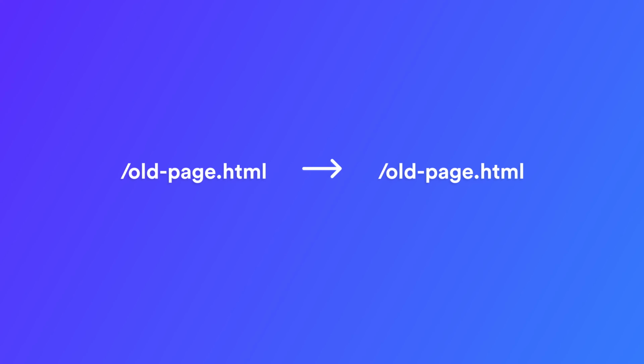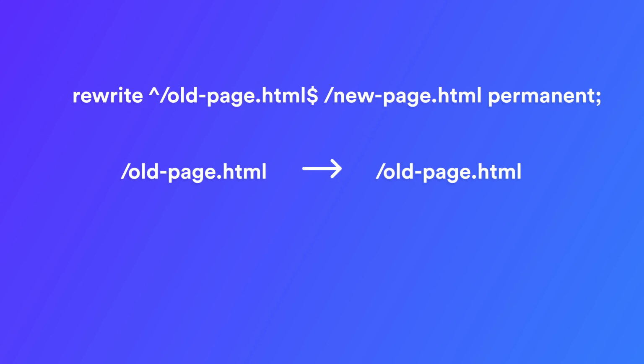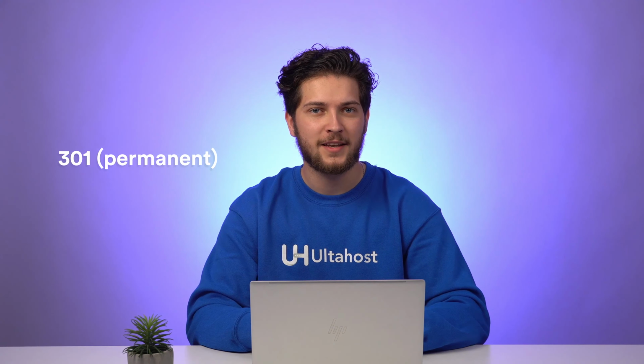request. For example, to redirect requests from old page to new page, use this rewrite rule. The rule matches any request starting with /oldpage.html and ending with nothing, replacing it with /newpage.html. The permanent flag issues a 301 redirect to update search engines and bookmarks.